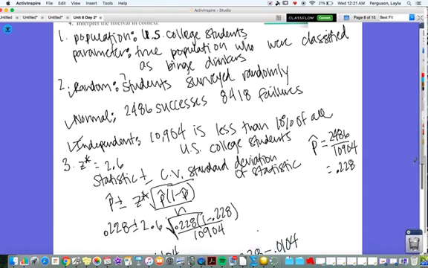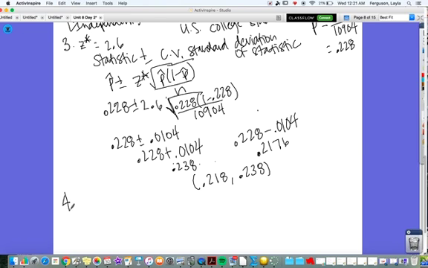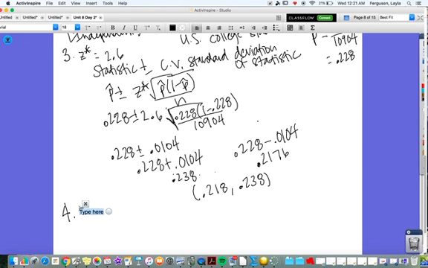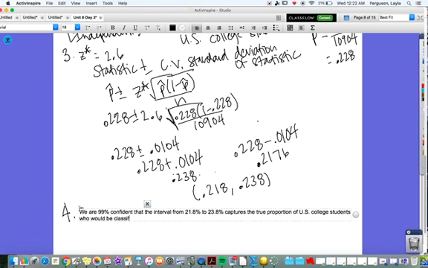All right, 4 says interpret the interval in context. So to interpret this in context, we would say we are 99% confident that the interval from 21.8% to 23.8% captures the true proportion of U.S. college students who would be classified as binge drinkers.